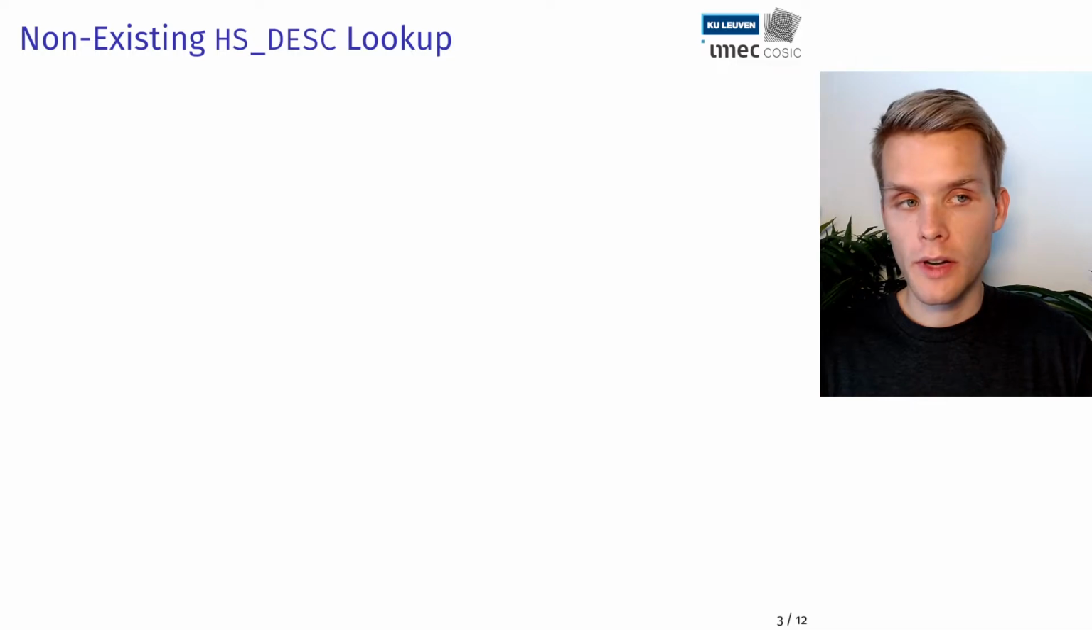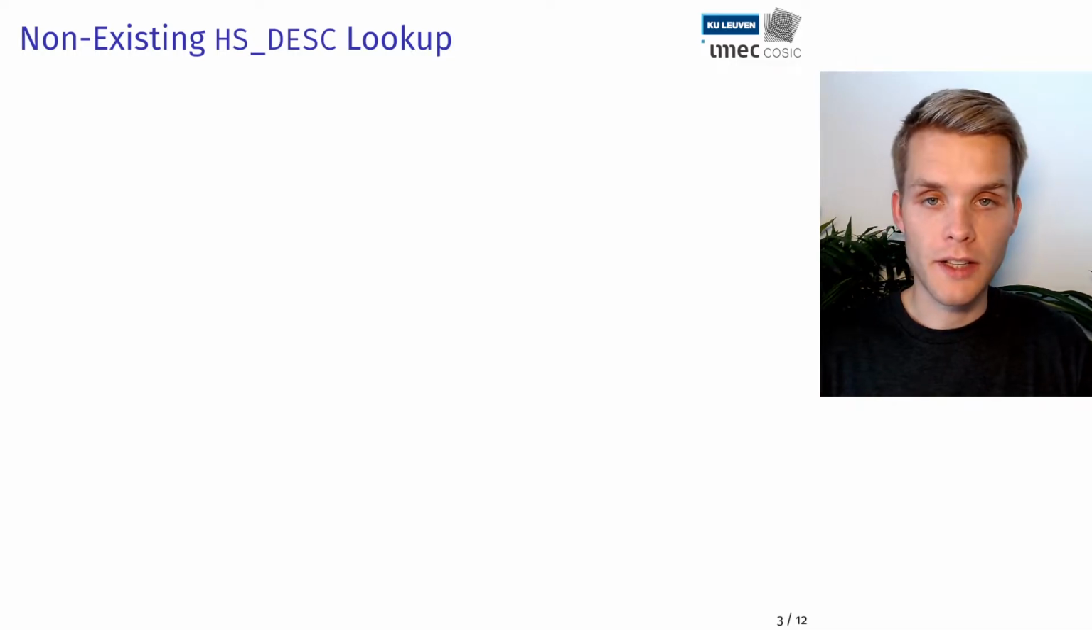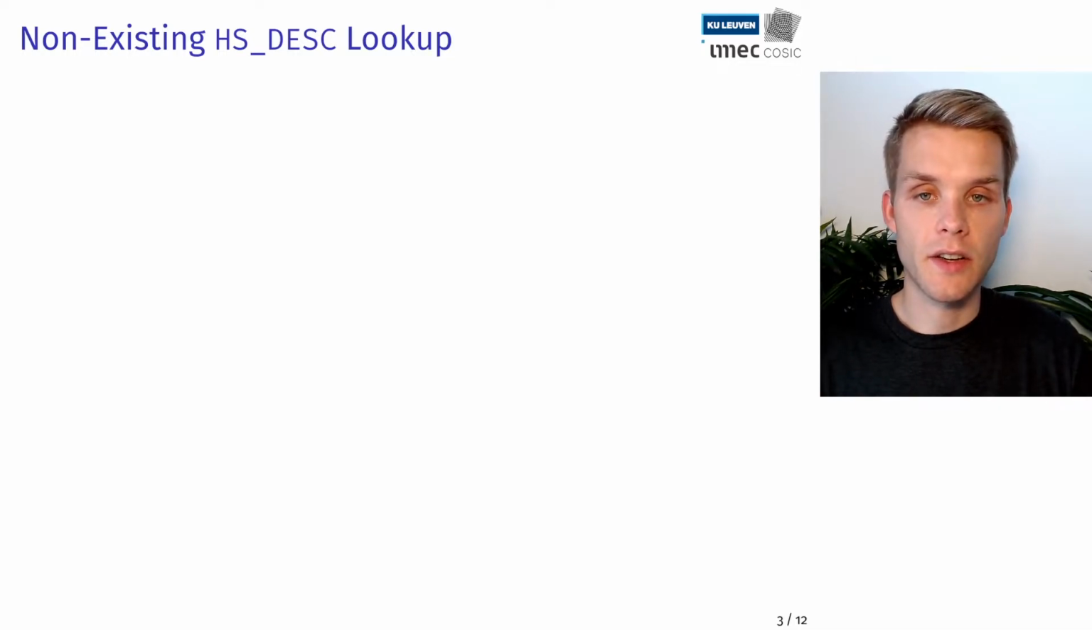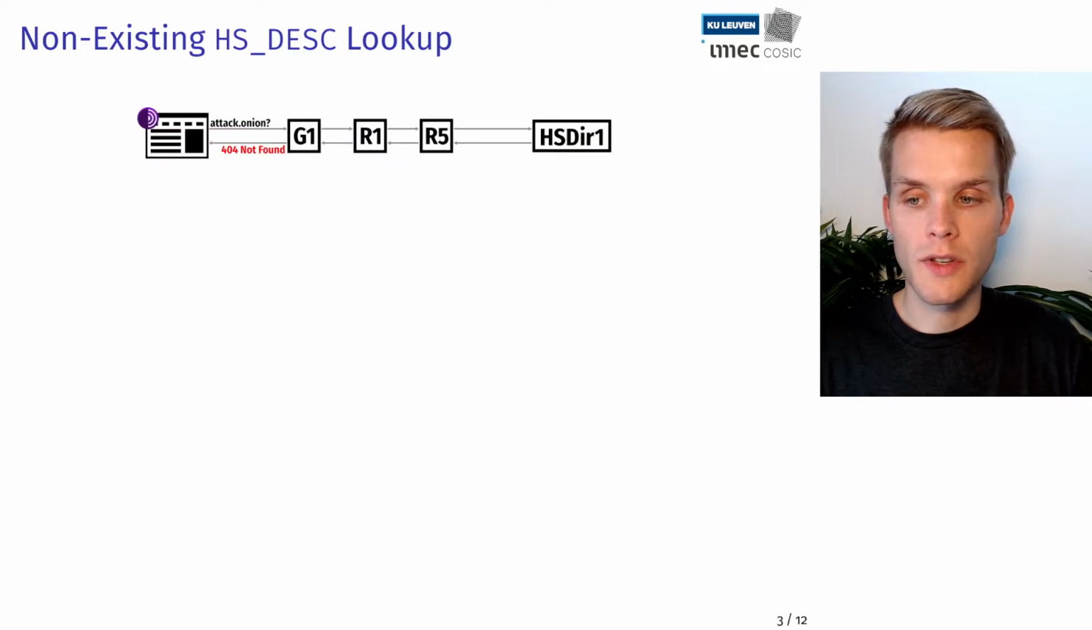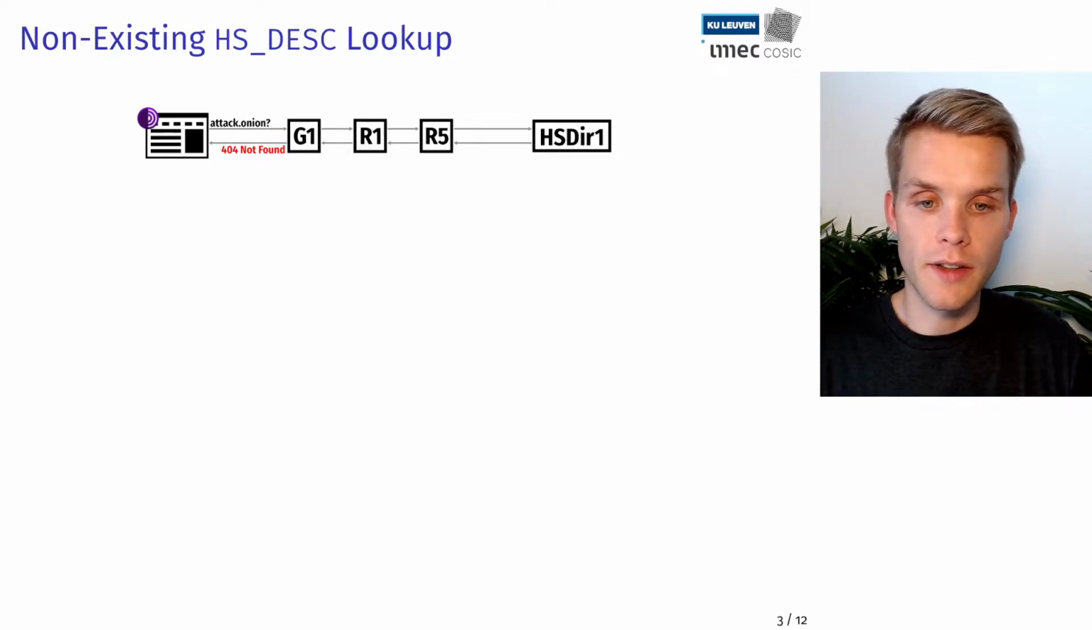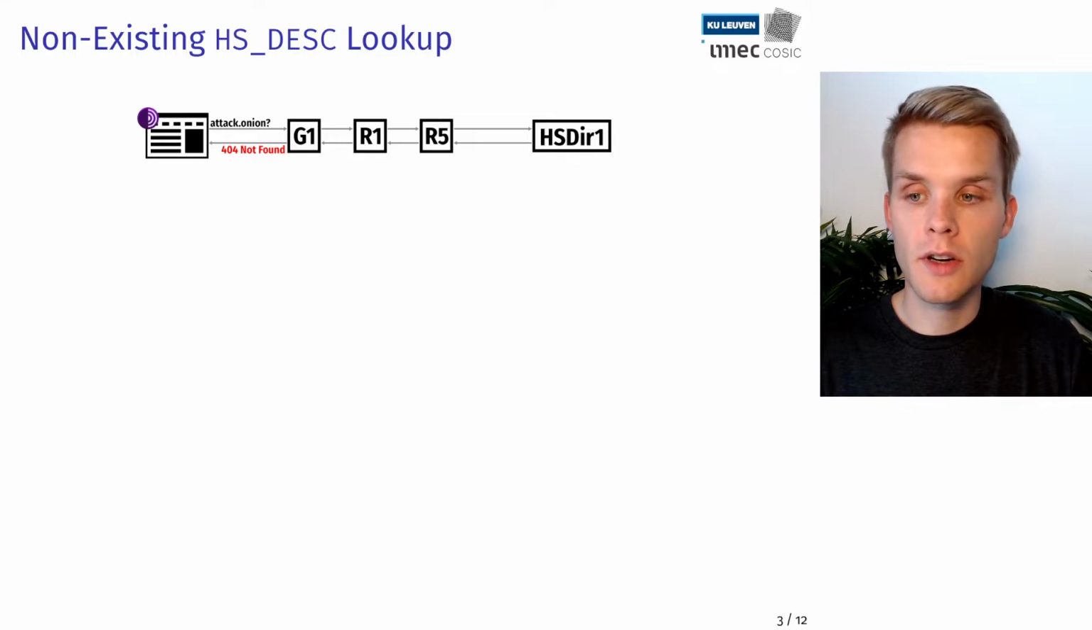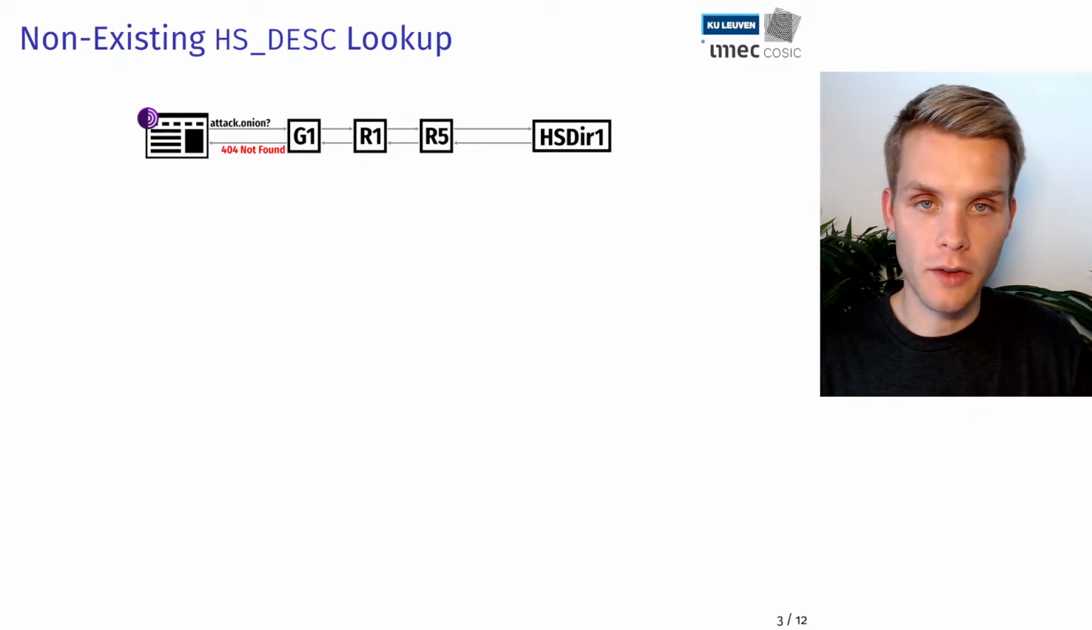So let's look at how a lookup is done from the client to the hidden service directories in the case that the onion service address requested by the client does not exist. So there's no descriptor for this onion service address. You can see here a Tor Browser user reaching out to one of the 6 hidden service directories responsible for maintaining the hidden service descriptor of the address attack.onion. Attack.onion does not exist, so the hidden service directory cannot respond with anything that the user can use to connect to the service, and thus responds with 404 not found.